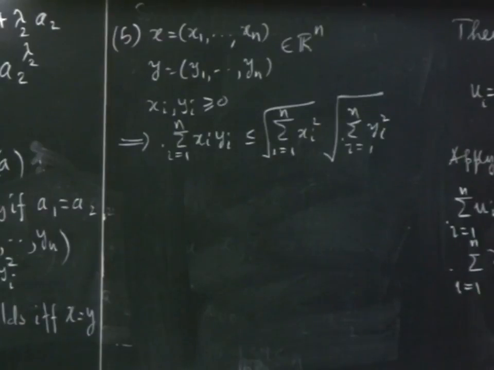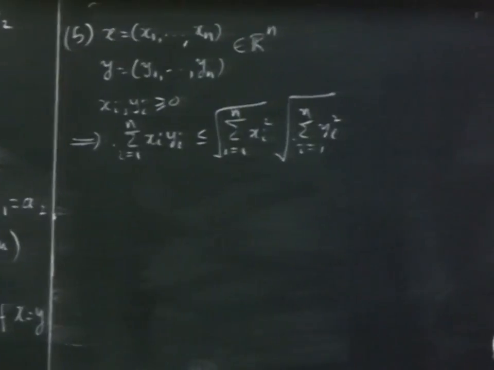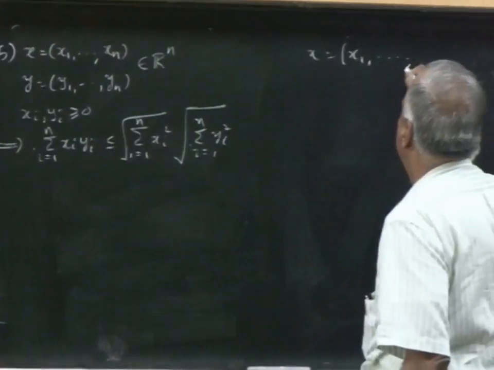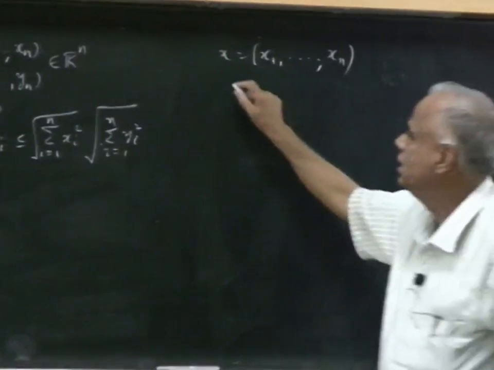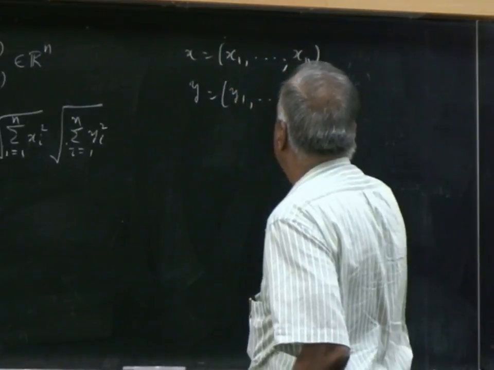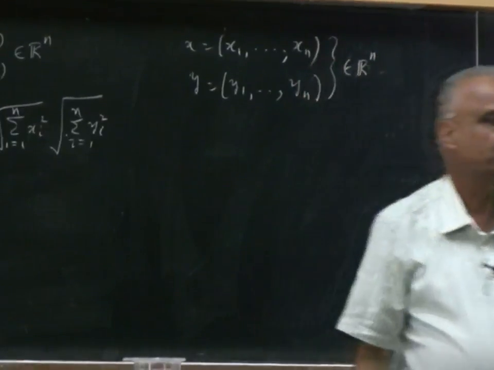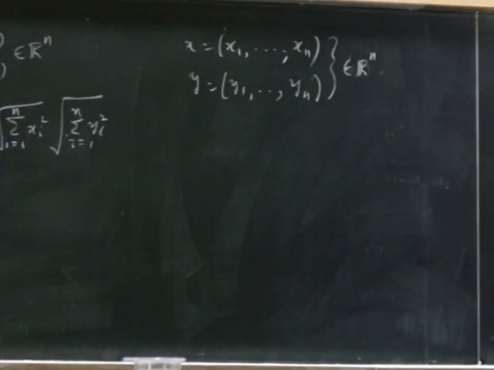Okay. All right. So, now we have moved on, from here we removed one condition. Now, we are going to remove the non-negativity condition. We want to remove the non-negative condition and get some kind of inequality for all vectors. Okay. That is our next stage. So, what we do is take a vector x equal to x1, x2, xn, y equal to y1, y2, yn in Rn. I am not putting any more conditions, non-negative, like that.